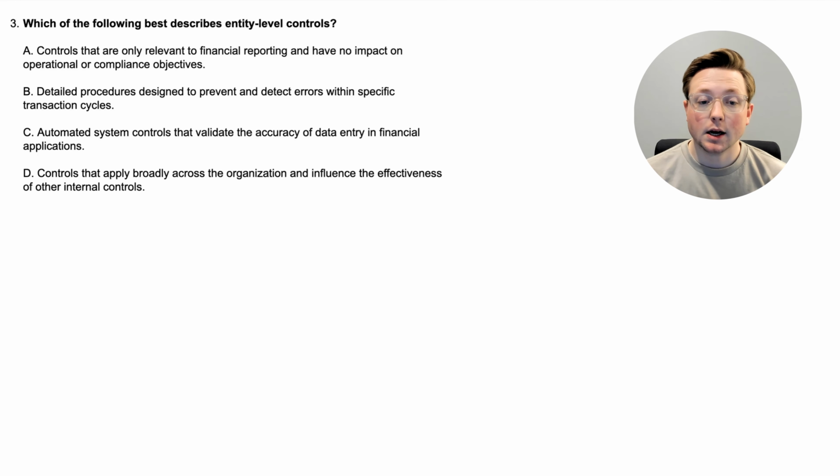Or option D, controls that apply broadly across the organization and influence the effectiveness of other internal controls. So again, which one of these best describes entity level controls? If you don't know what those are, that's okay. Again, we are using these questions to learn about these different things. So if you want, pause the video and think through this. If not, let's go ahead and go to the answer together.